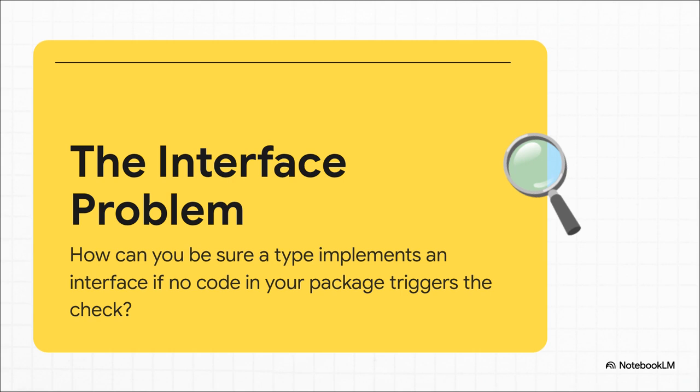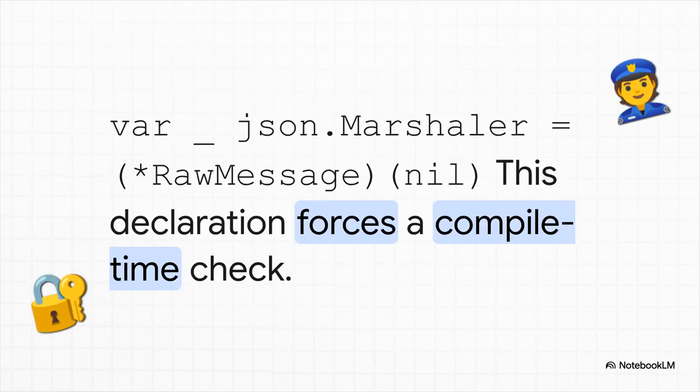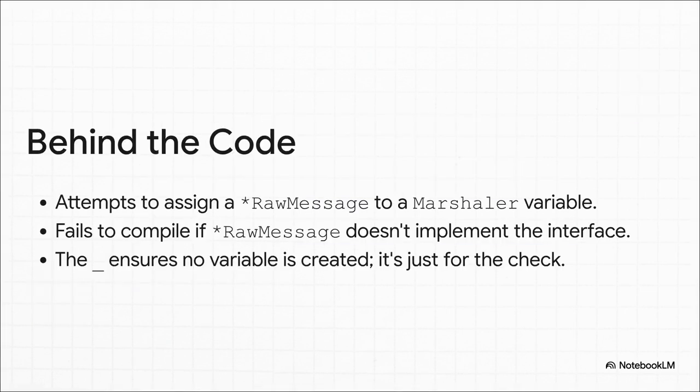You could change a method on your type, accidentally break the contract with the interface, and you might not find out until much, much later. This single line of code is your safeguard. It might look like a regular variable declaration, but its real purpose is to send a message directly to the compiler. Okay, let's break this down because it's so clever.